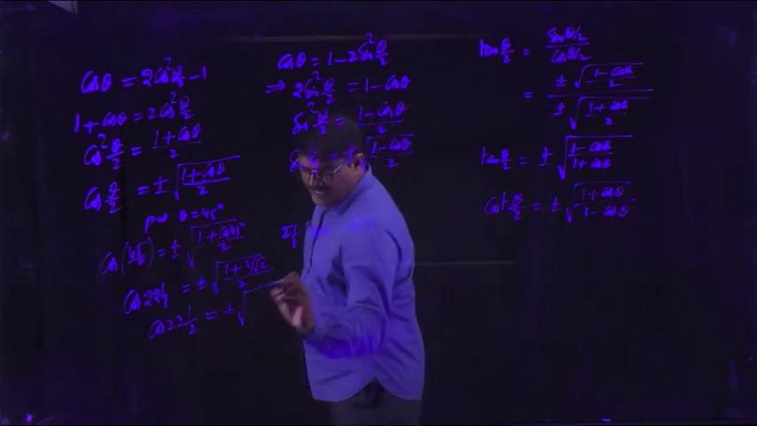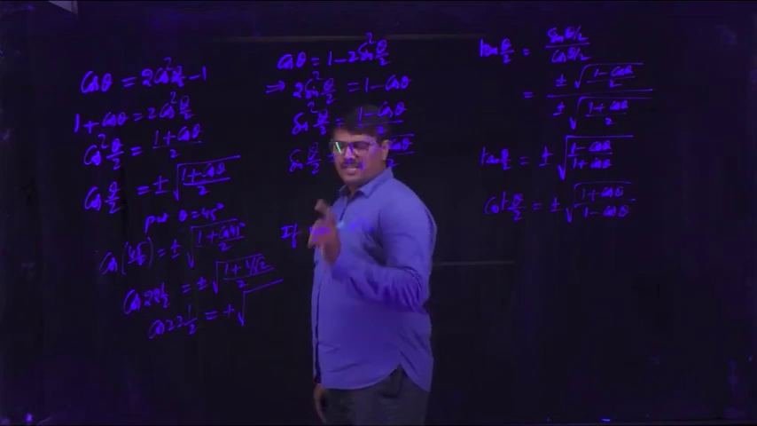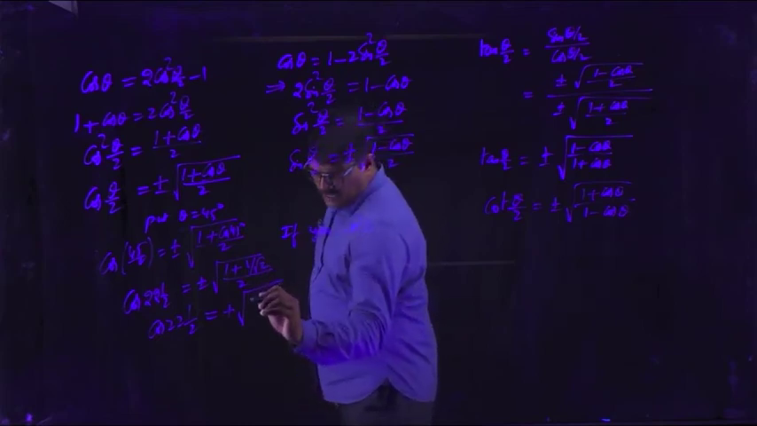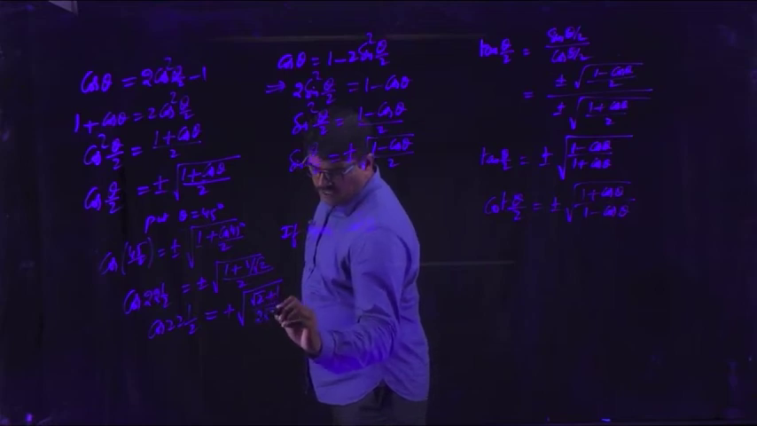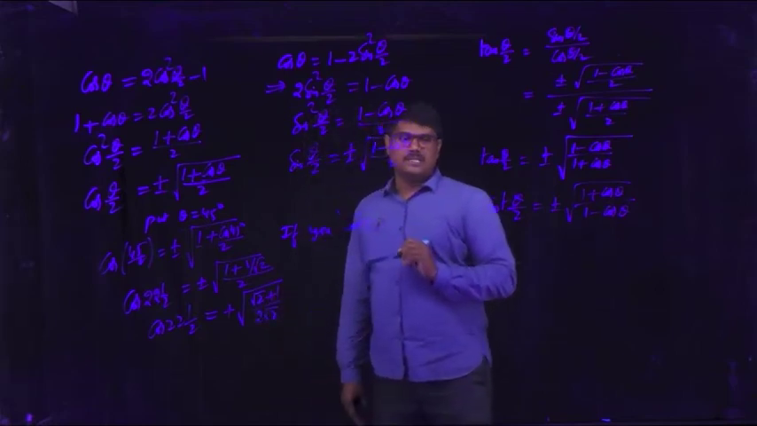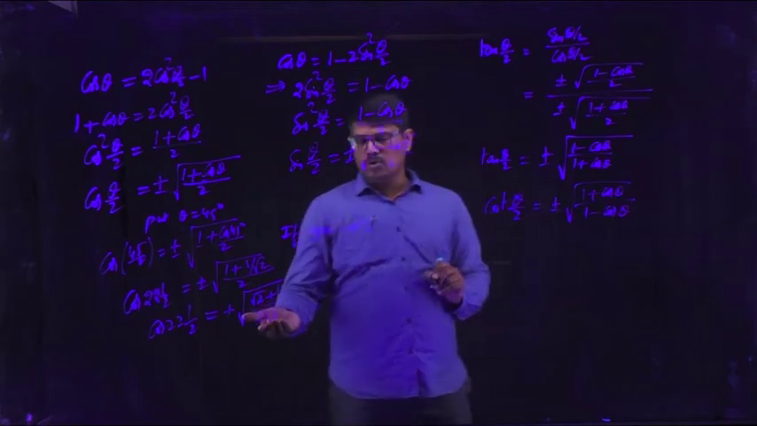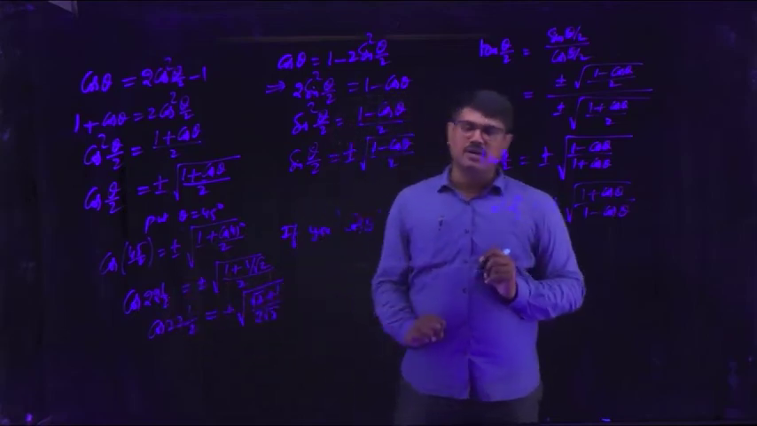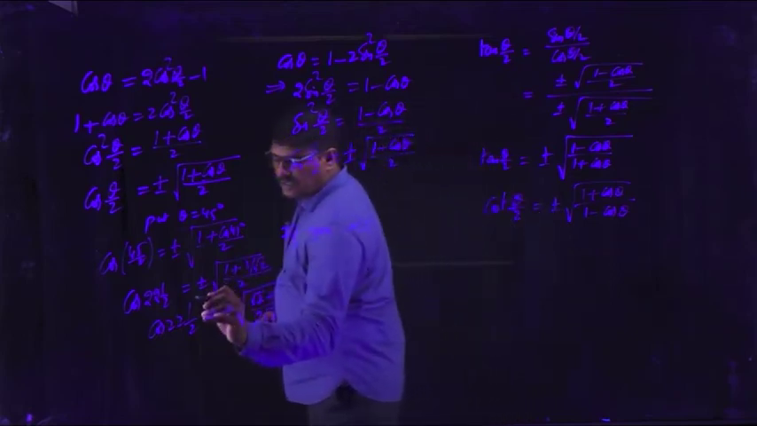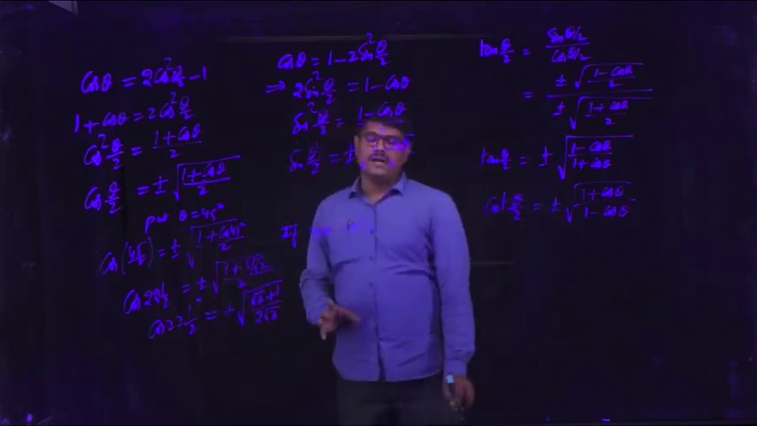So taking LCM to the numerator in the bracket, it becomes root 2 plus 1 by 2 root 2. Already you have 2 in the denominator, and the LCM value root 2 moves to the denominator. So you have the value of cos 22.5 degrees.